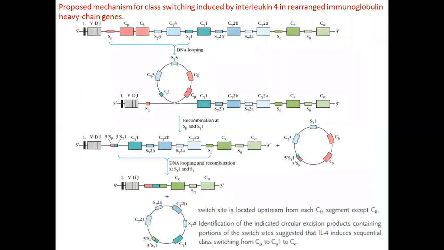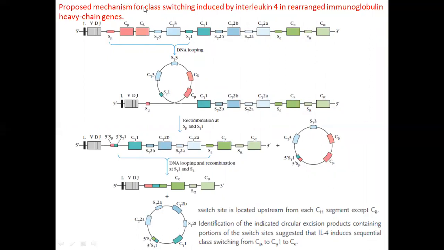Here you can see the proposed mechanism for class switching. You need not learn this, it is just for your understanding. This is the proposed mechanism for class switching induced by interleukin 4, a cytokine, in rearranged immunoglobulin heavy chain genes. Here the switch site is located upstream from each CH segment, except C delta, and this one S mu and S gamma 1.